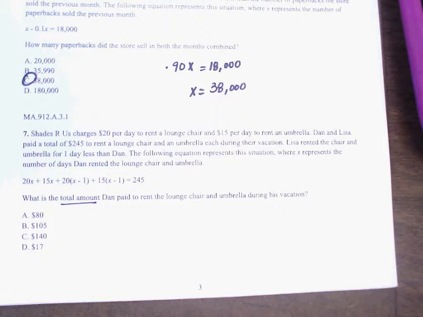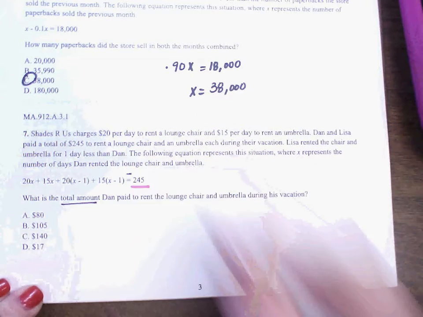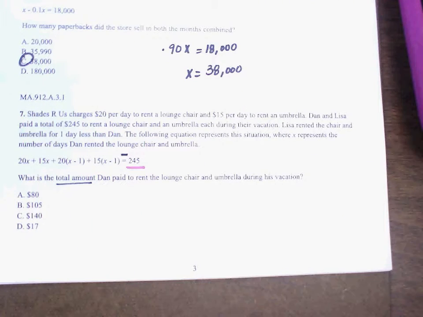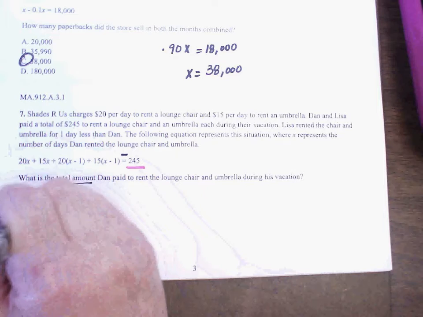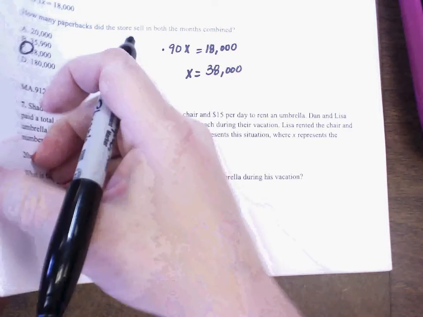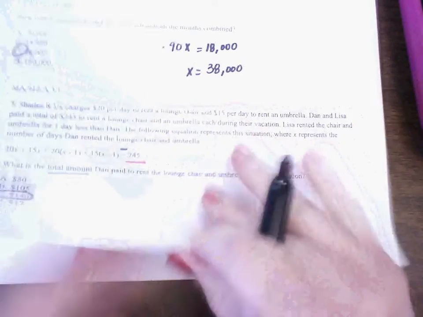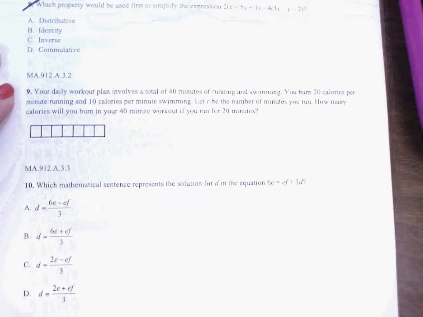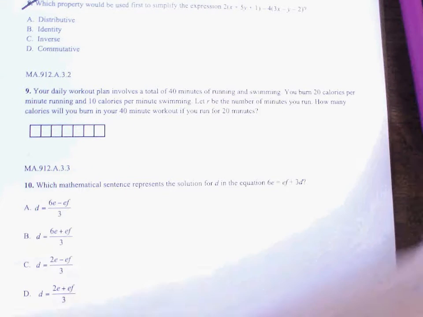Alright. All you got to do again is solve for X. I would definitely just move this one, keep everything the same, and instead of positive 245, I would have put a negative 245. And the correct answer was 140. Alright, do not worry about 8. Let's go to 9.